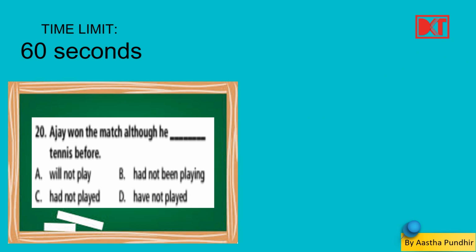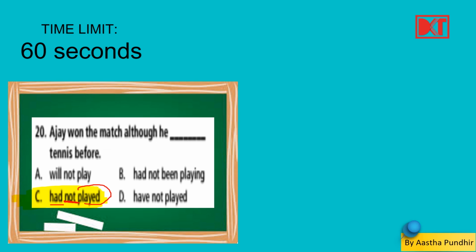Okay, next. Ajay won the match although he dash tennis before. Will not play, had not been playing, had not played or have not played. The correct answer is C. Had not played. He is the third person singular with which we use had, and then not for the negative sentence. Played is the V3 form.